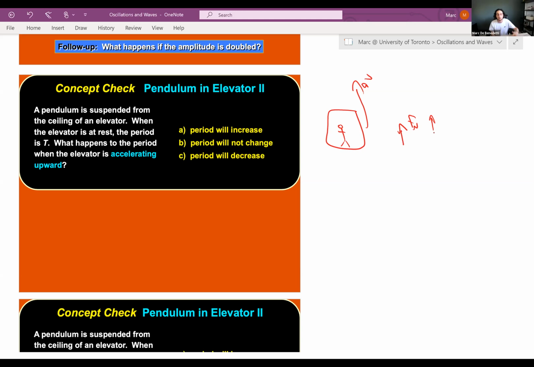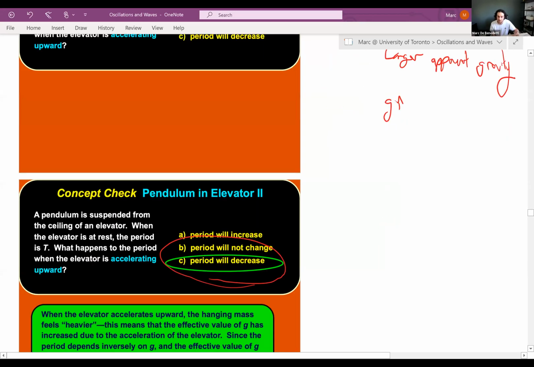So we've established that the normal force is higher, which means you will feel a larger apparent weight. So you'll feel a larger apparent gravity. And if you feel a larger apparent gravity, then it appears as though the effective gravity, G, is larger than 9.8. So if you look at the period equation for a pendulum, root L over G, if G goes up, period goes down. Because if the apparent gravity is stronger, then it will oscillate quicker, meaning period will go down. It takes less time to complete one cycle because it's oscillating quicker.